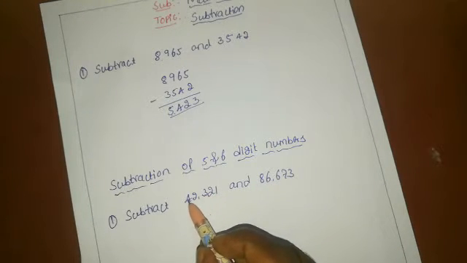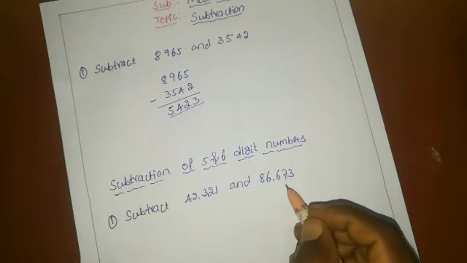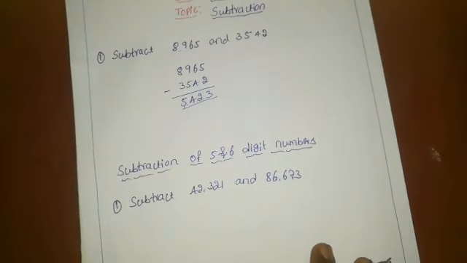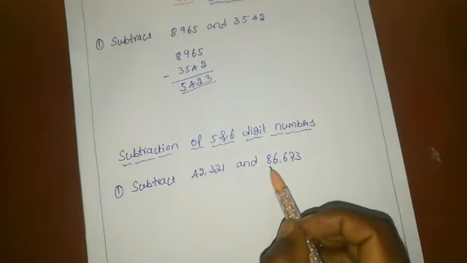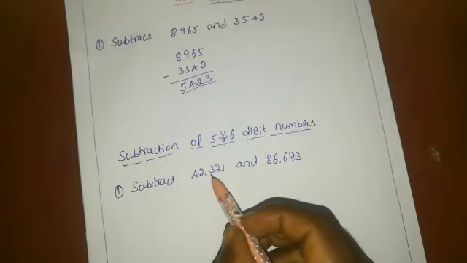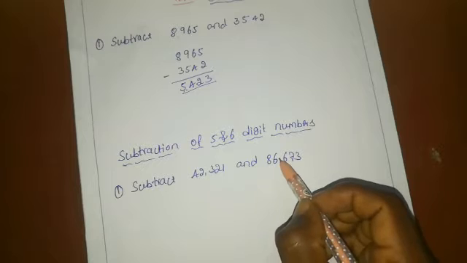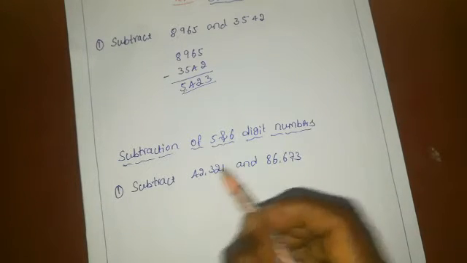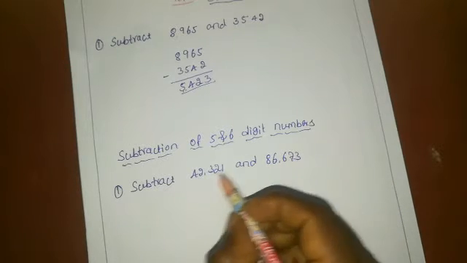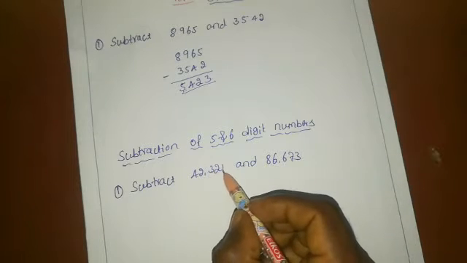1 2 3 4 5. Here also the same, 1 2 3 4 5. Both are 5 digit numbers. We have to subtract 5 digit numbers. Then how do you subtract them? Let us know. At first we have to find out which is the greater and which is the smaller. Here we have 42,000, here 86,000. We know that 86,000 is greater than 42,000, so we first write 86,673 and subtract 42,321 from it.